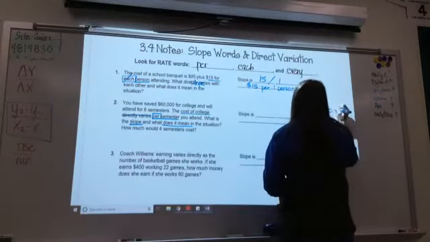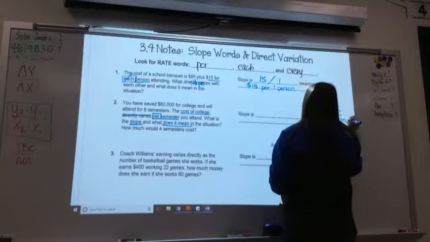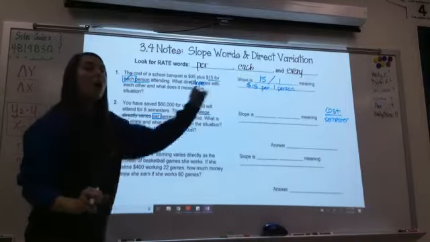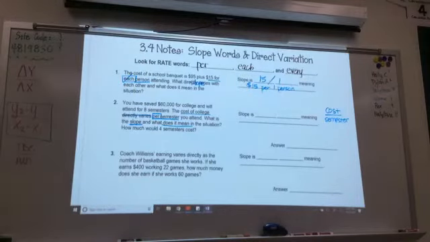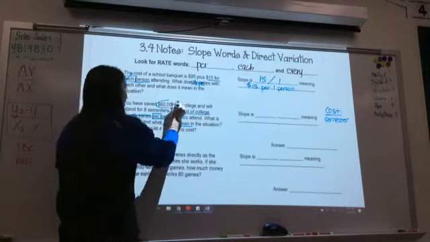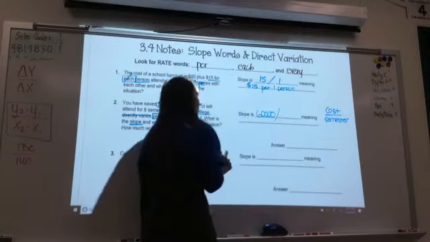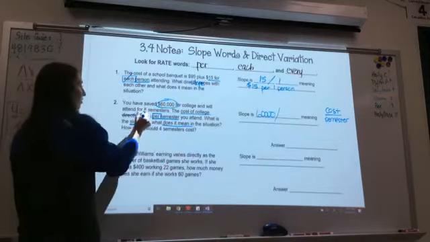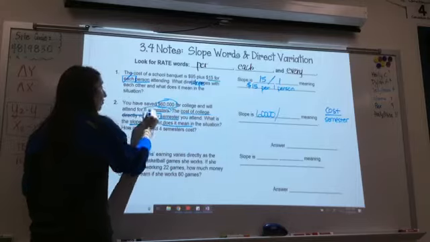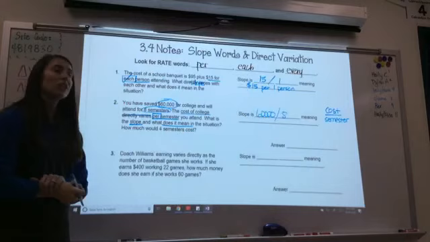Okay, so here's the deal. I'm going to write cost over what? Semester. But I'm going to go find the math that belongs to cost and the math that belongs to semester. Everybody understand that? Okay, so what is the math of cost? $60,000. So that's going to come first. 60,000 over how many semesters? 8. 8 semesters first, right? Okay, so 60,000 over 8.